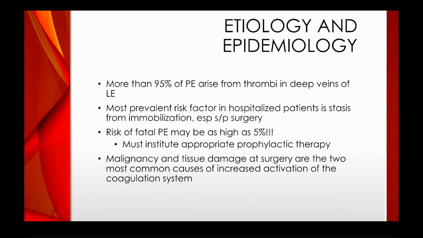More than 95% come from deep vein thrombosis in the lower extremities. So 95% of PEs, if they come in with a PE, chances are they've got a clot in their legs as well. You've got to find it. Most prevalent risk factor, immobilization. Remember we talked about Virchow's triad.